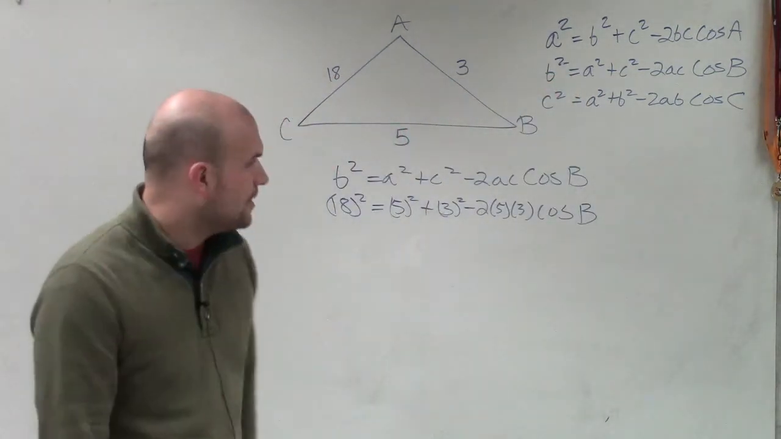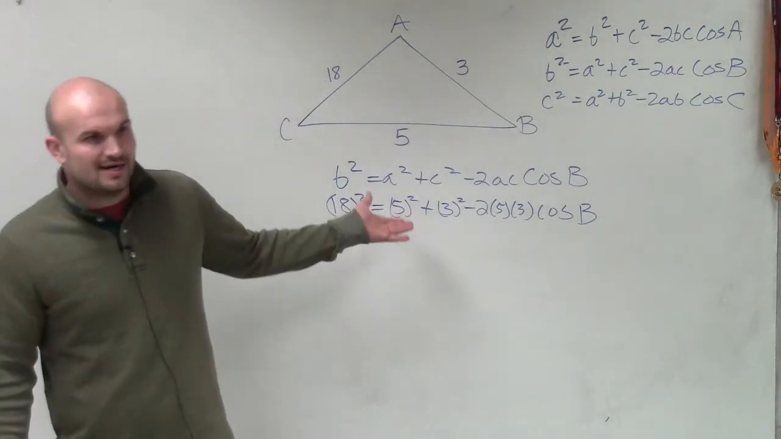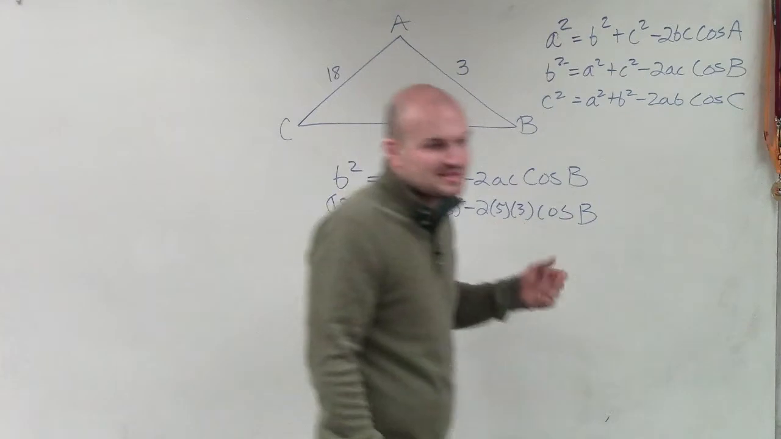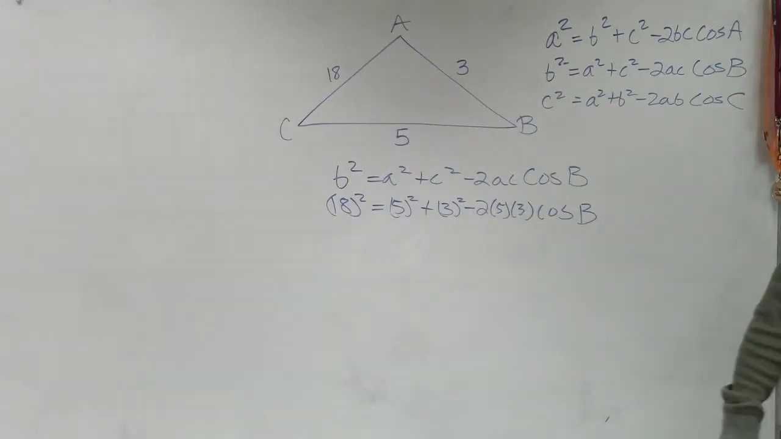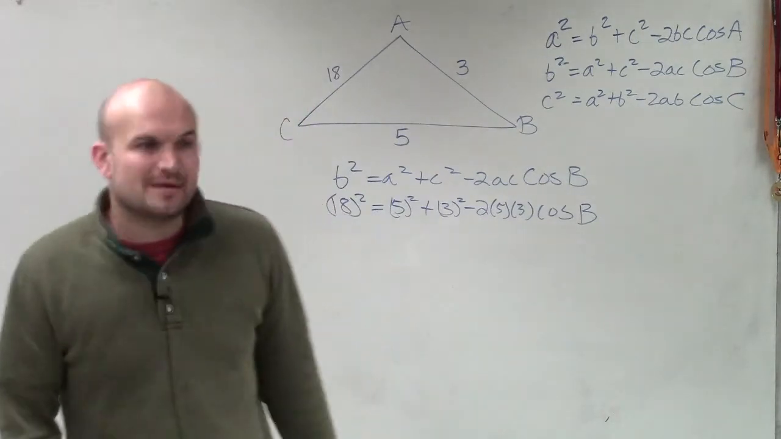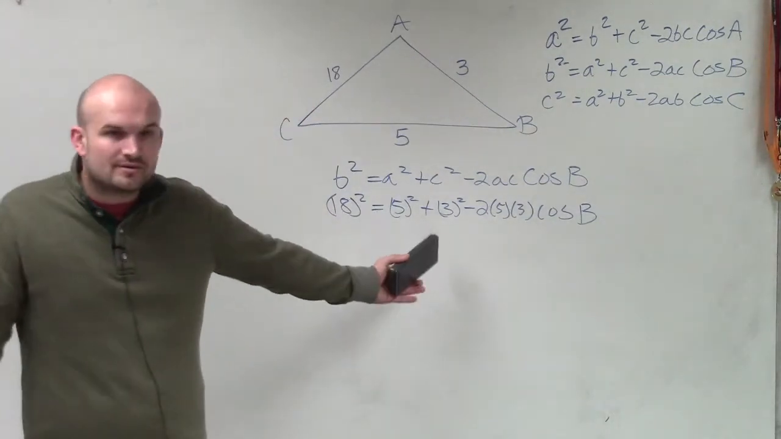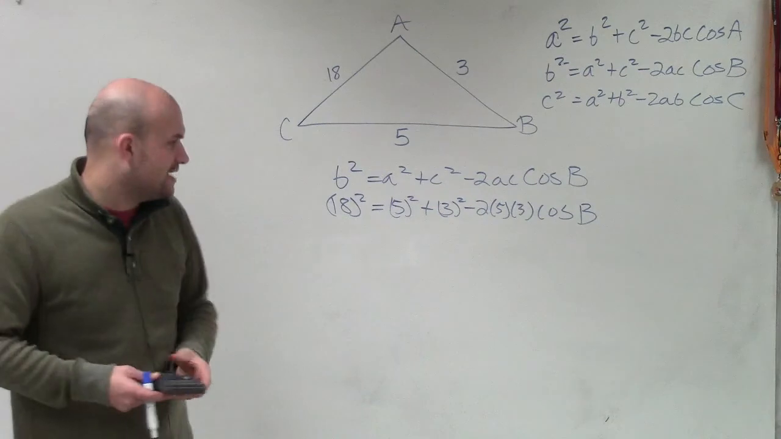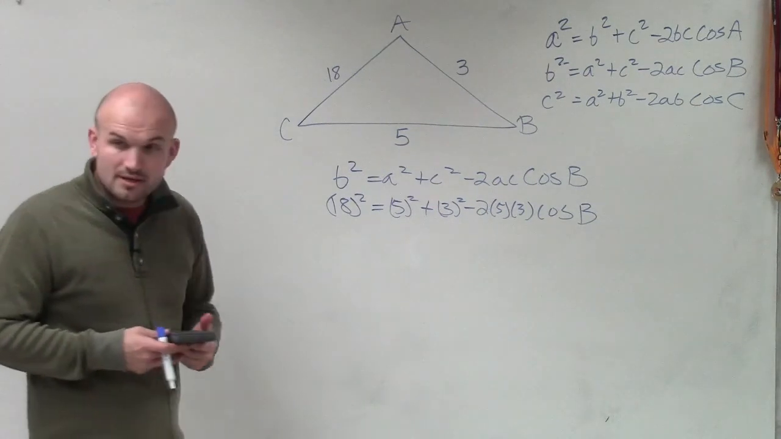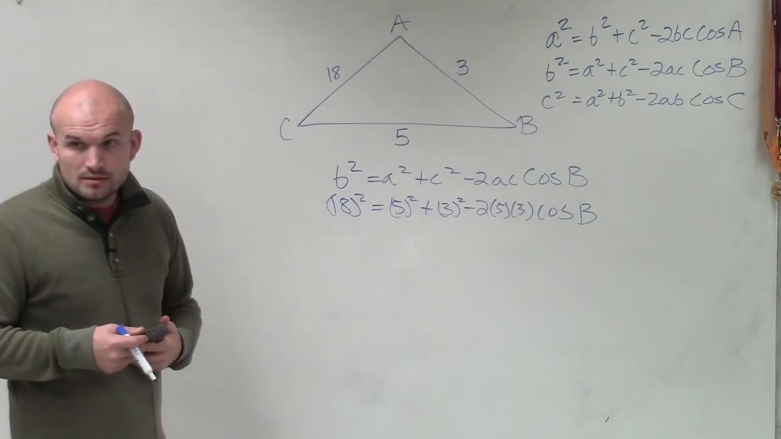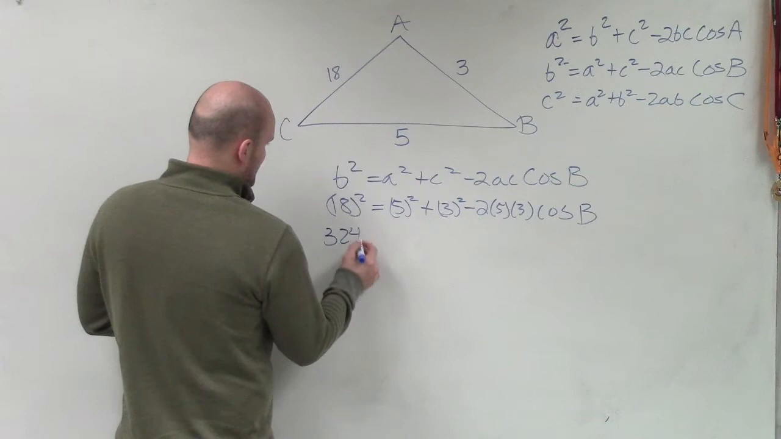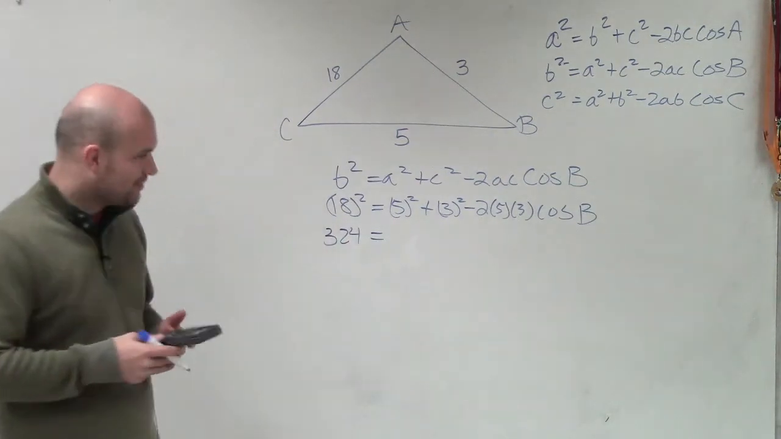I know, guys, this is a small step. But a lot of the mistakes I see from students come from just not writing it out. They just want to plug everything into their calculator, and then they make a mistake as they're entering the information. So this is a very small step, but take it step by step to make sure you have it entered correctly. Now, I do not have 18 squared memorized. So 18 squared is 324.